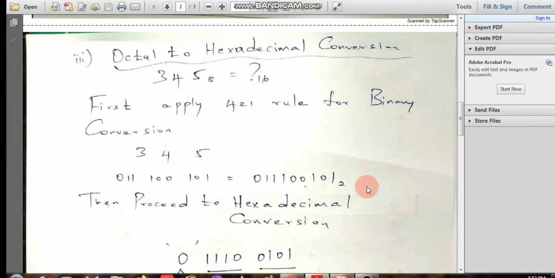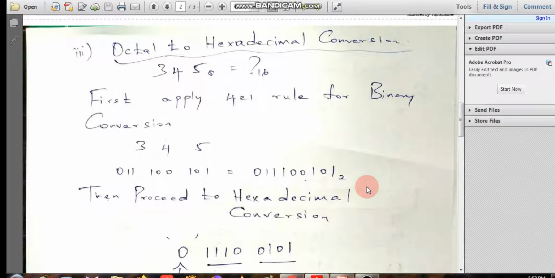Next I am going to tell you how to convert an octal number to the hexadecimal number system. It is not possible to directly convert the octal number to hexadecimal representation. You are supposed to convert the octal number into binary, and only then is it possible to convert it into hexadecimal. I already told you, if the given number is in octal form, you can apply the 4 2 1 rule for binary conversion.